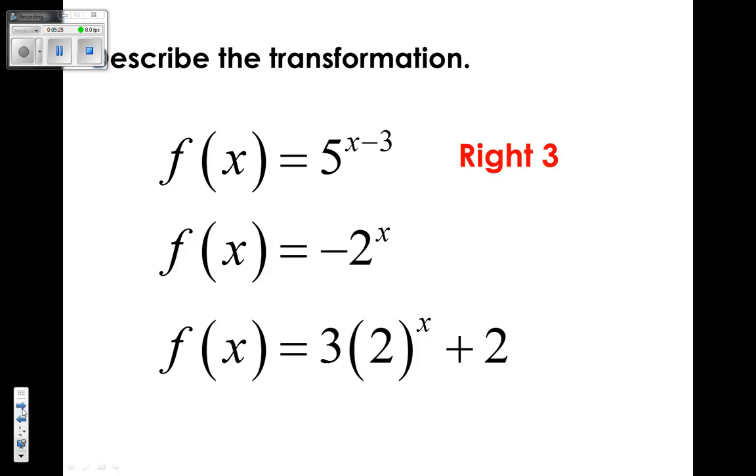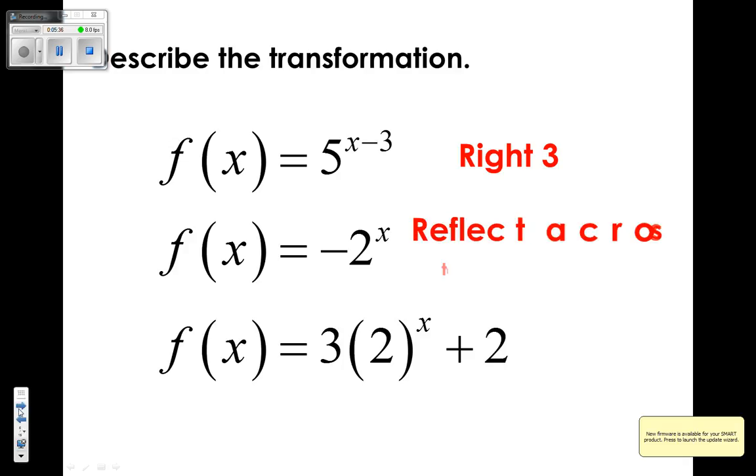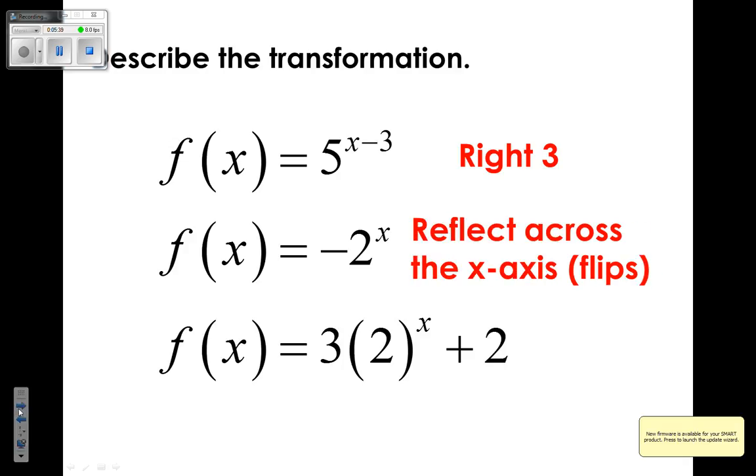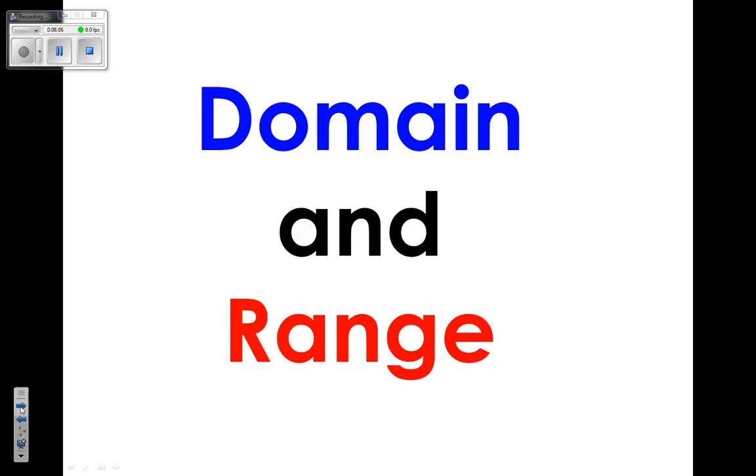Correct. That's going to go to the right 3. And your middle one? Reflect over the x-axis. That's right, because A is negative. And what about the last one? No, it doesn't. You're thinking of exponents. When you have negative exponents, that's when you can move it up and down. This is not on the exponent. The negative's on the 2. All right, now we're going to get to graphing them in just a minute.